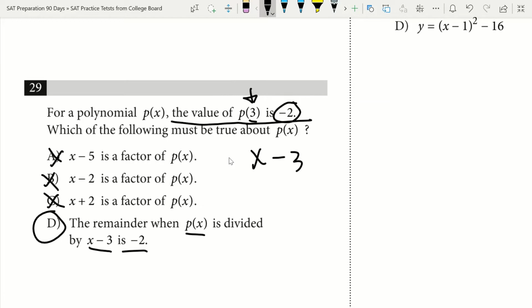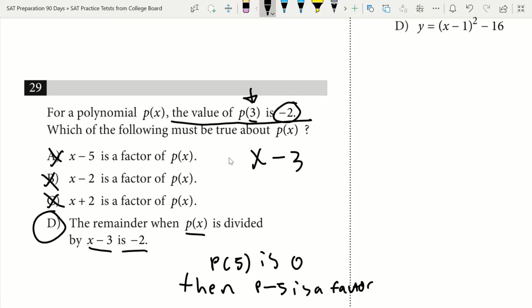So that is one thing you could put in your notes. If I was going to put this in my notes, I'd try to just give an example. I'd probably put down p(3) is -2, and then say the remainder when p(x) is divided by x minus 3 is -2. And then I'd probably also put an example of, say, if p(5) is 0, then x minus 5 is a factor of p(x). Okay, so I'd also give that example, that way you know what it is when it's a factor as well.